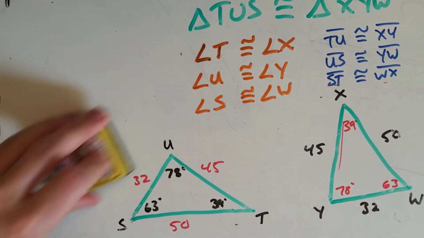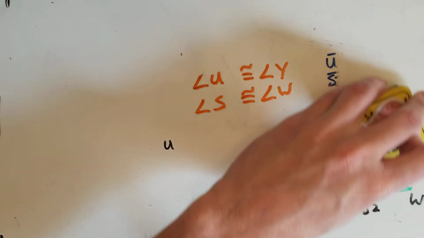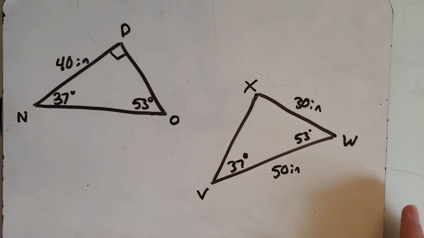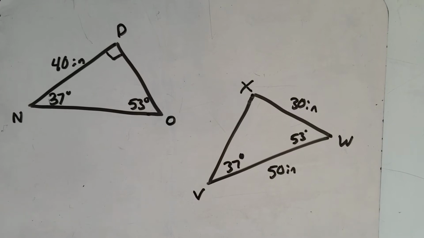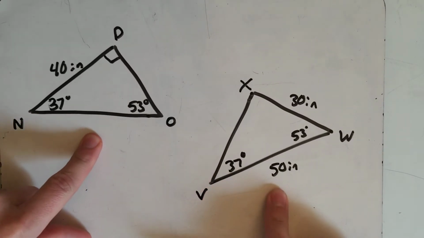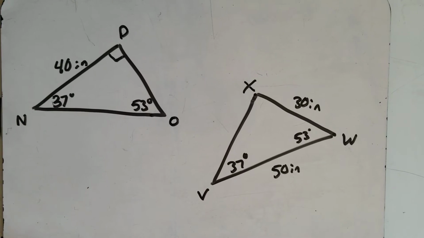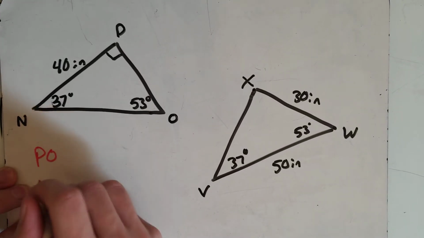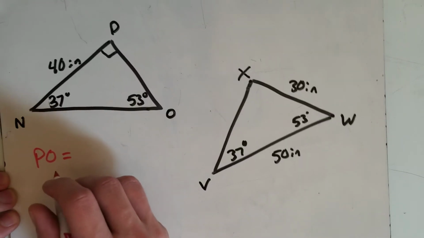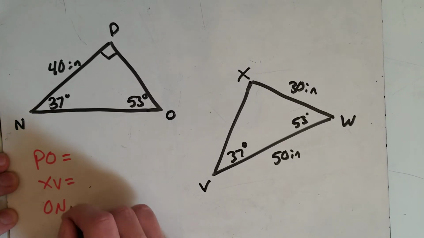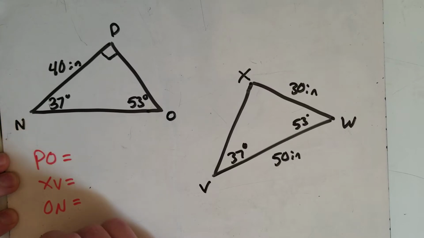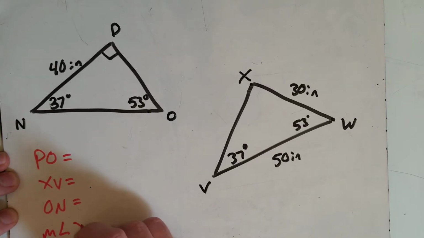Our next one, we're not going to have a congruent statement given to us, but we're going to be told that the figures are indeed congruent. So these are our two figures here. We have these two triangles, and we are told that these are congruent to one another. And we want to find the length of PO. We also want to find XV. And we want to find ON, and we're looking for the measure of angle X.